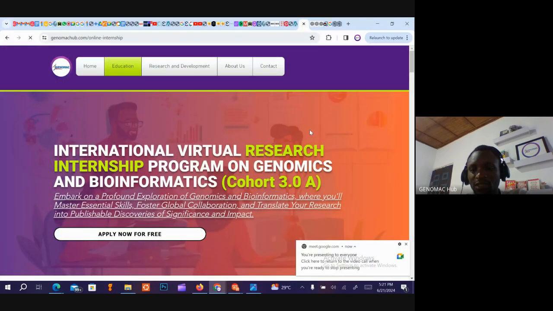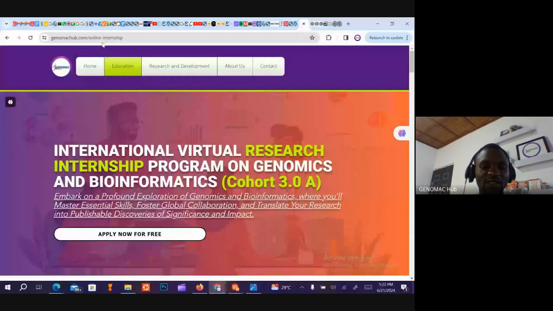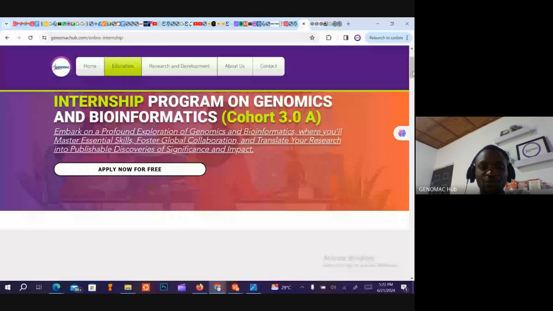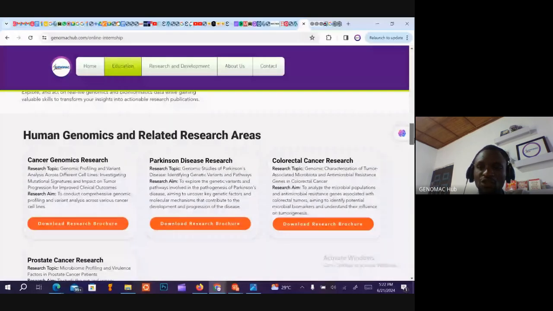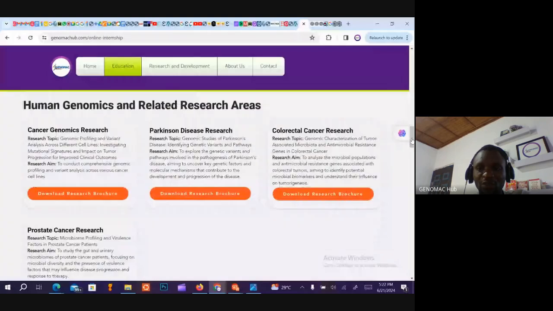Okay, so this is the platform, genomacop.com/online-internship. This is where you are going to register. You get access to every piece of information you need. We already came up with a research topic, research aim and objective. And this is where you can download the brochure to see the full, detailed, comprehensive information on each of the research programs to carry out.